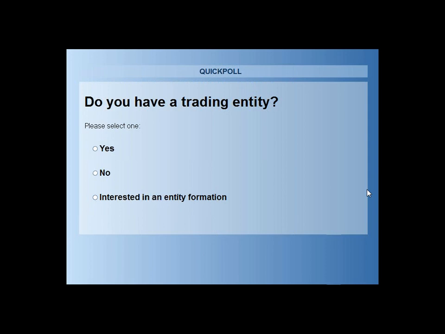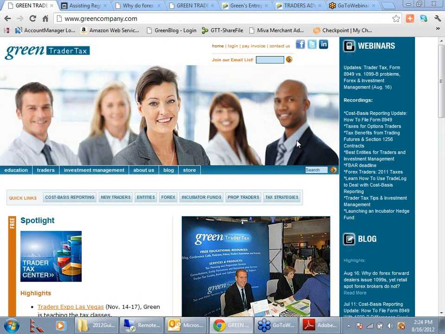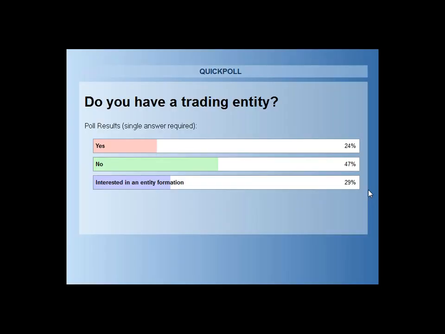All right, so we have some good voting on this one. We'll close it. Oh, I'm sorry if I cut it off too fast. 24% have the entity. That's good. 47% no, almost half no. 30% are in, 29% are interested.